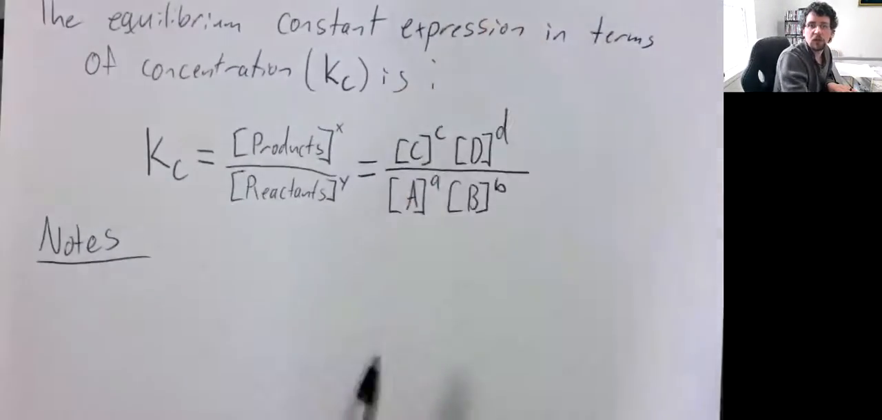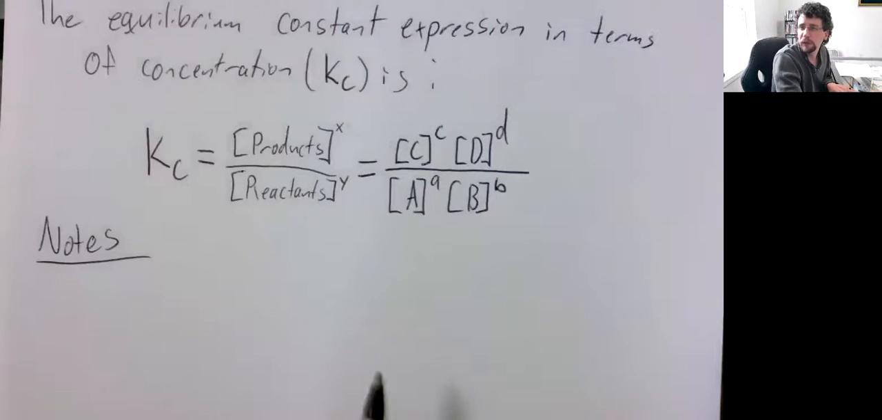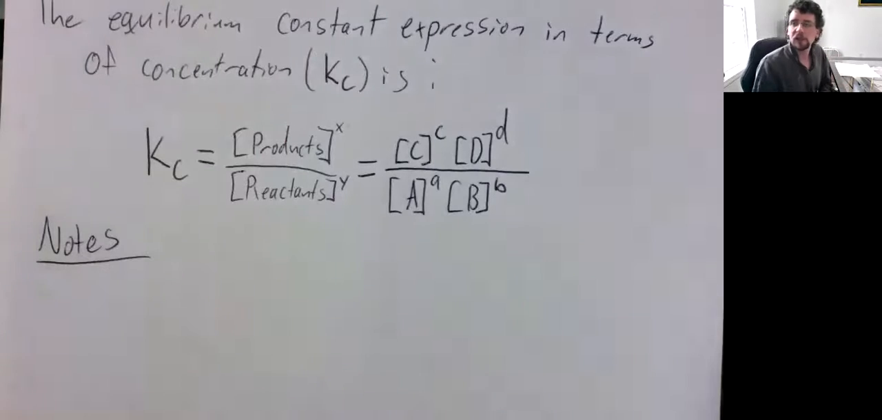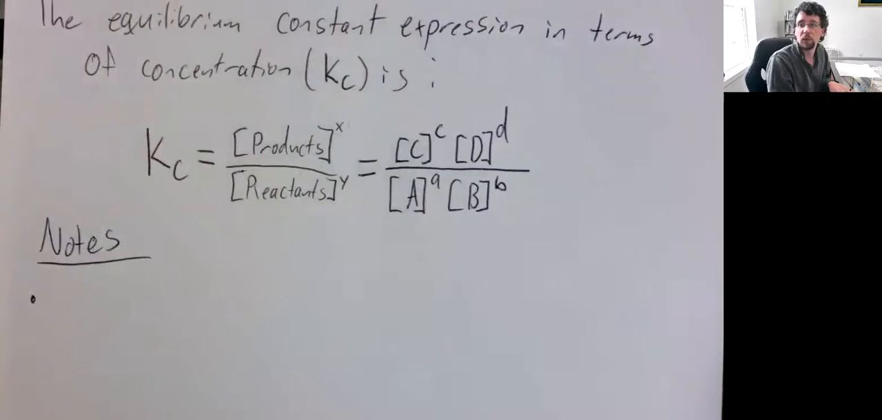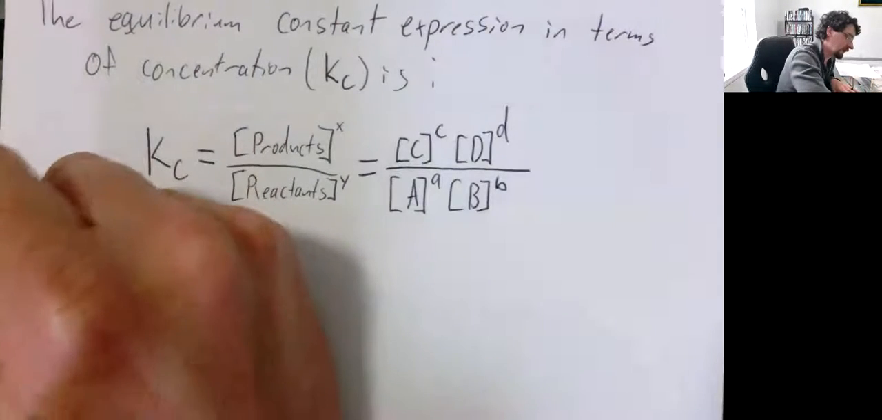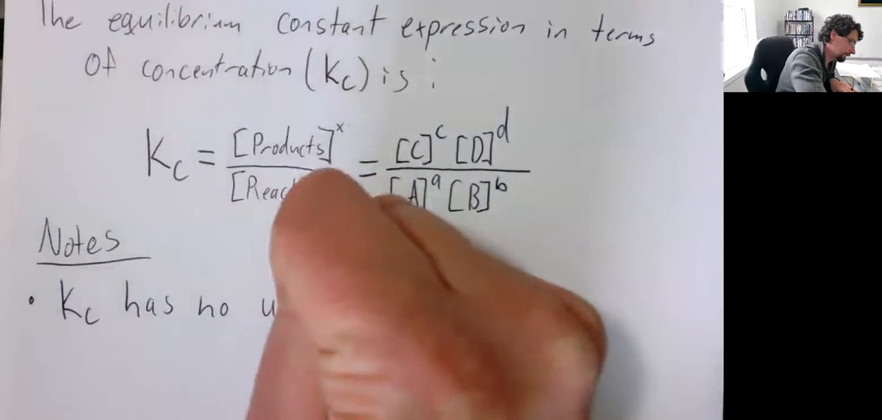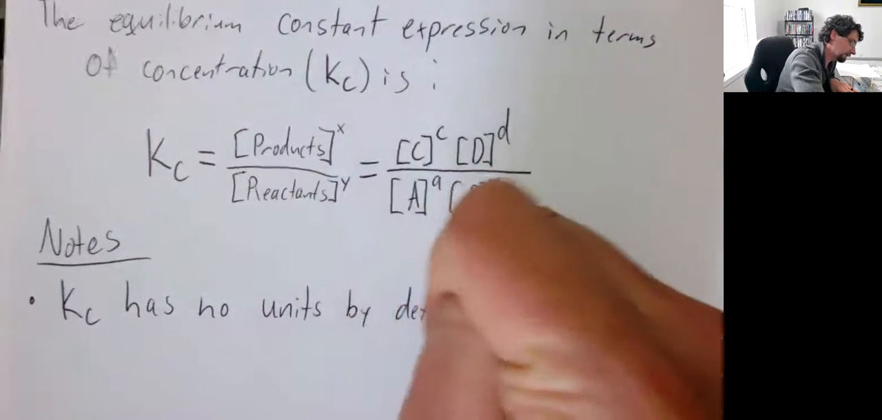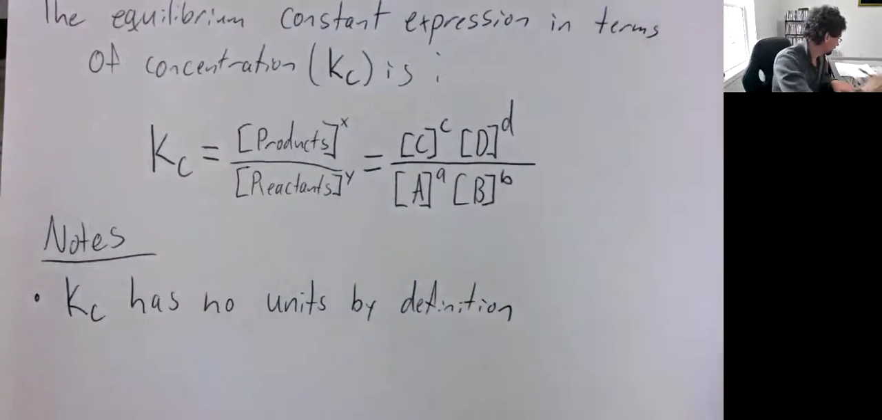Since these are concentrations, they have the unit of molarity. Something kind of strange, even though I tell my students to follow the units all throughout general chemistry, when it comes to Kc, or most equilibrium constants, there is no unit associated with that equilibrium constant. And that's just set up by definition. So Kc has no units by definition. It's just a number. That's all it is.